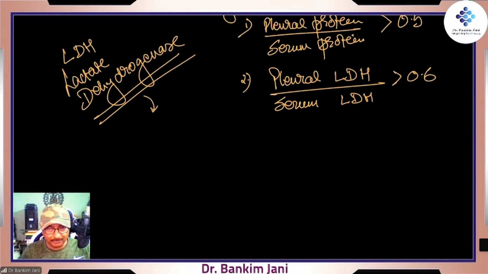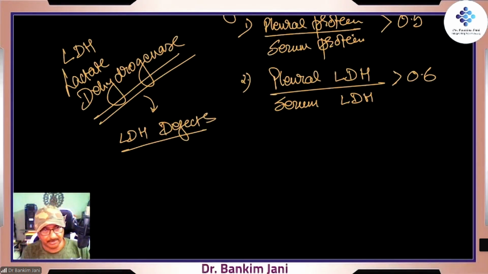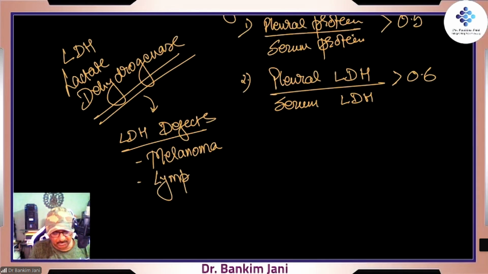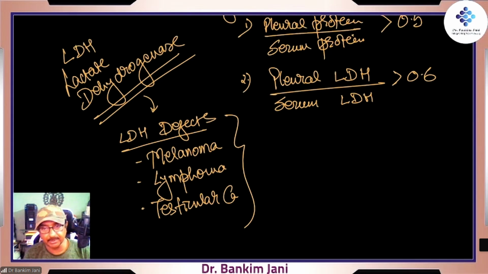so when can it go wrong? LDH defects. This thing goes wrong if this level is raised in melanoma, skin cancer, multiple myeloma, lymphoma. These are all killers. Lymphoma, that happens. Testicular carcinoma. All these things. Because whenever there is a rise in LDH, that means there is tissue damage.